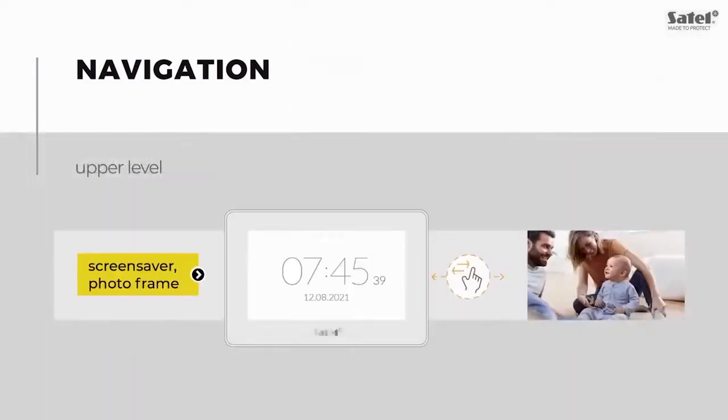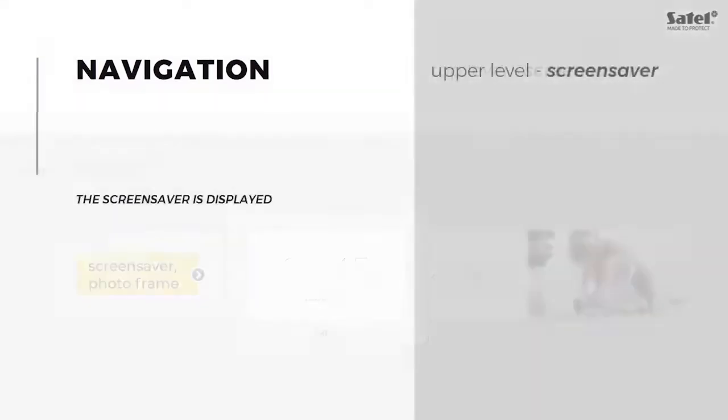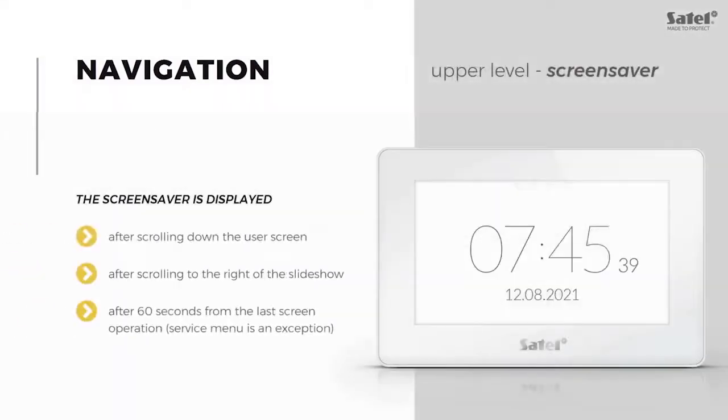All right, let's start with the upper level. The screensaver is displayed in 3 cases. When we scroll down the user screen, we can scroll the slideshow to the right, or when 60 seconds pass from the last operation on the screen. Take a look at what can be displayed, based on the system functions.